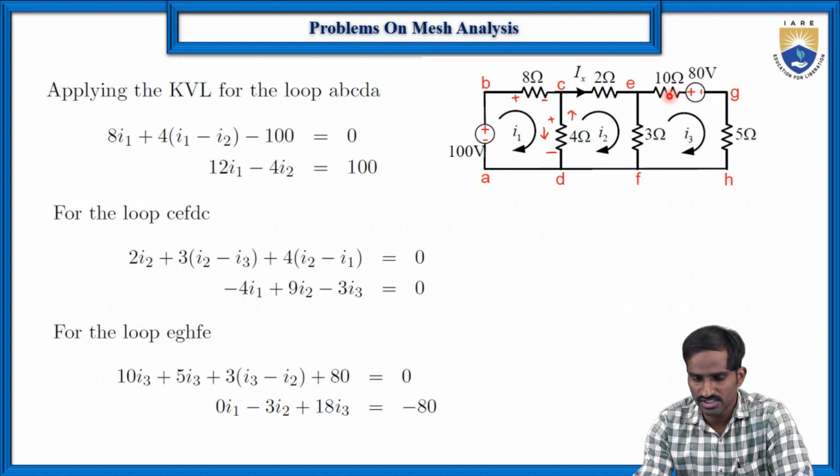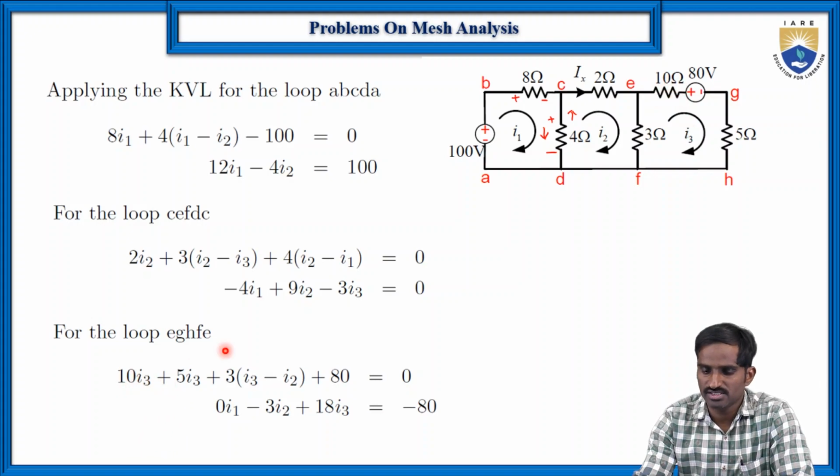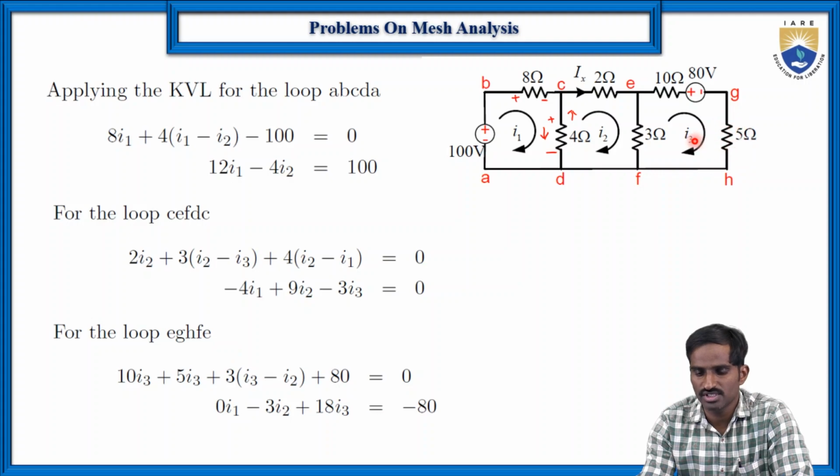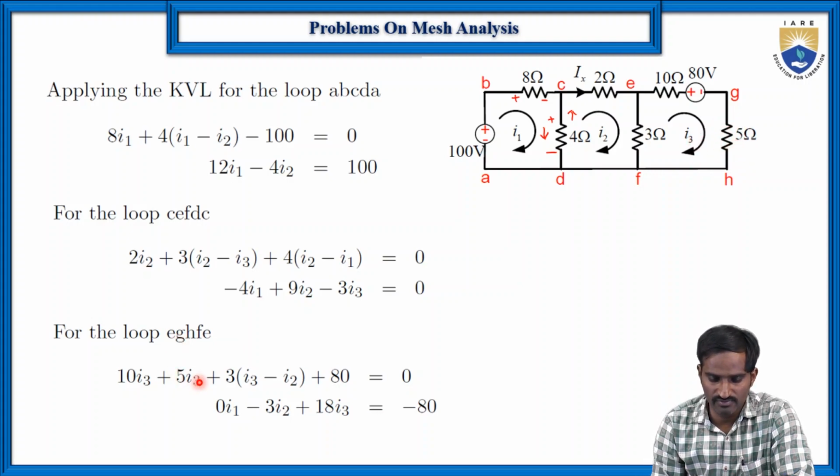So let us start with this 10 ohms. Here the current flowing through this 10 ohms is I3. So that's why 10 into I3, plus the current flowing through this 5 ohms resistor is again I3, so plus 5 into I3.